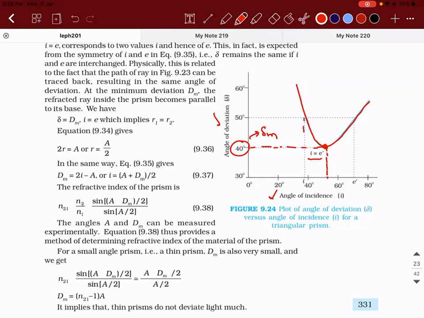Whereas if you see at any other point, what will happen is there will be two particular angles of incidence at which there will be the same angle of deviation taking place. So I repeat, there will be two angles of incidence at which, or I can say the angle of incidence and angle of emergence will adjust in such a way that there will be one particular angle of deviation.